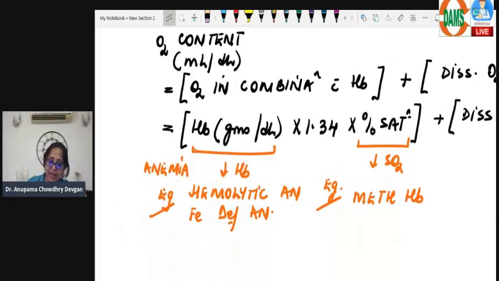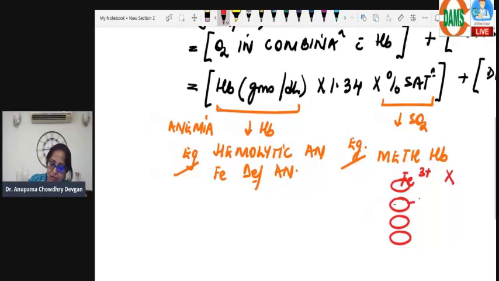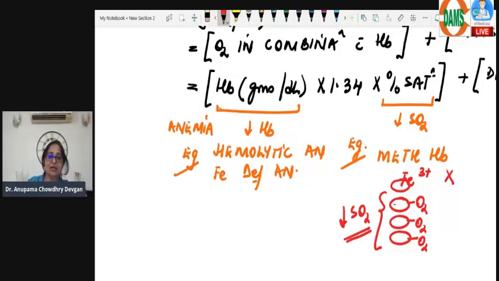What happens in methemoglobinemia? Now for instance, there are four heme. In methemoglobinemia, iron, instead of being in the ferrous state, is now in the ferric state, Fe3 plus. And when iron is in the ferric state, the heme cannot bind with oxygen, right? So what will happen to the saturation of hemoglobin? Saturation will now reduce. And if there is a decrease in saturation, there is a decrease in the oxygen carrying capacity of the blood. This is seen in methemoglobinemia.